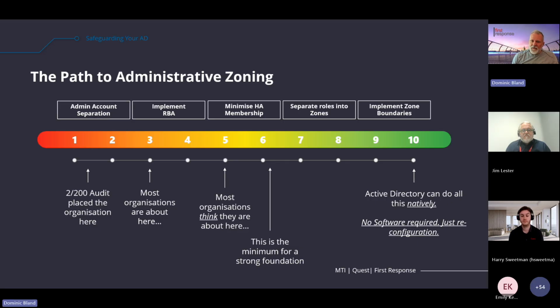This point, around about 6, where we've separated out the domain admins, and we can put in a domain boundary, the higher boundary. That's the minimum place that any organization really needs to get to. But even then, you get so much stronger if you take it the full distance.